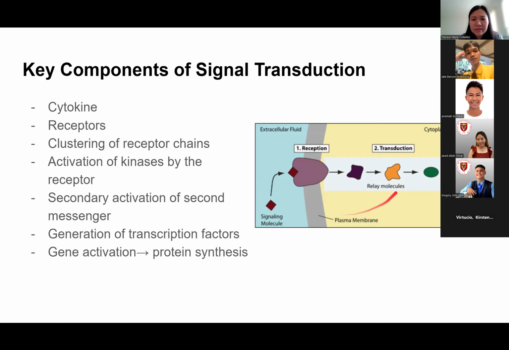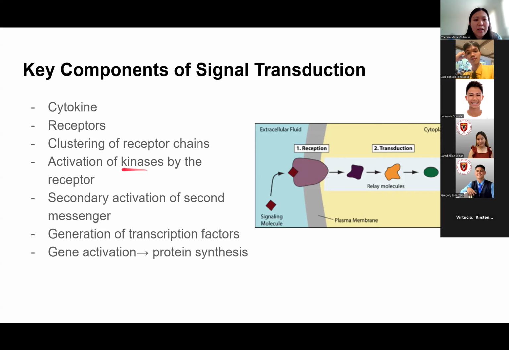Okay, so this signal transduction, this is a very simplified illustration or diagram of how signal transduction occurs. There's a receptor, and then there's a relay of molecules that will occur, and this results in a cellular response. So in the case of the cytokines, what are the key components and the key events that need to happen in order for this signal transduction to occur? And what's the effect? There's the cytokine, there's the receptor, and there's a clustering of the receptor chains. So they group together.